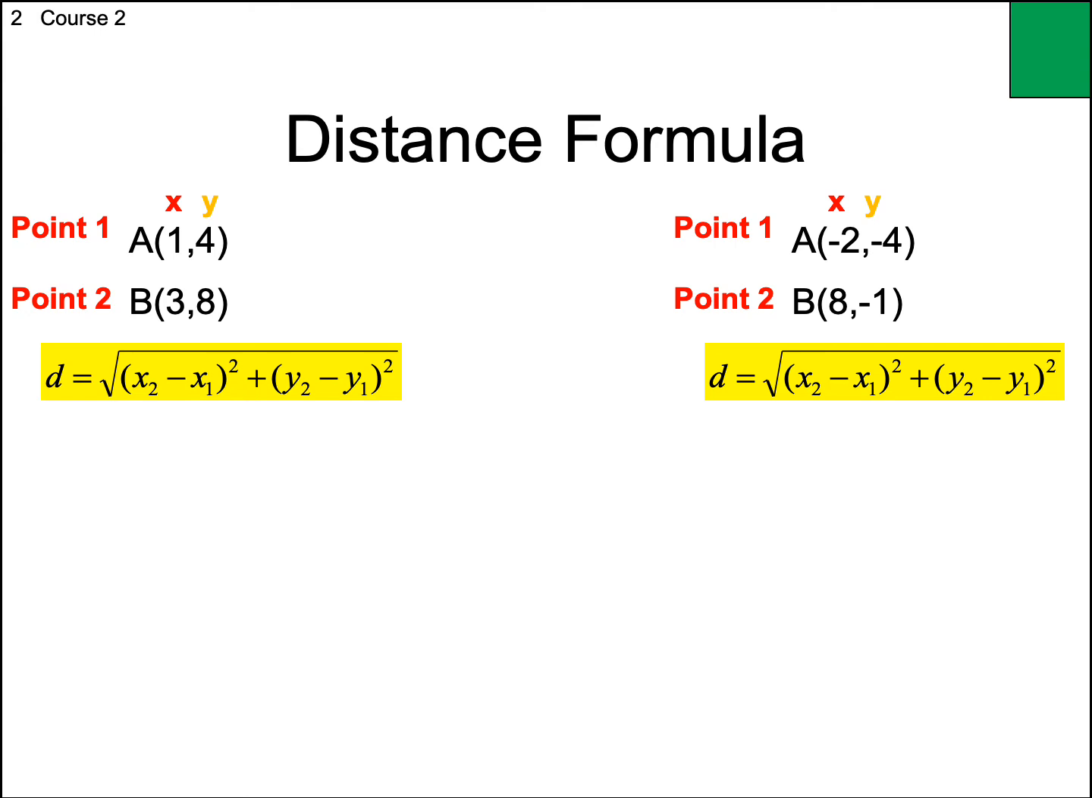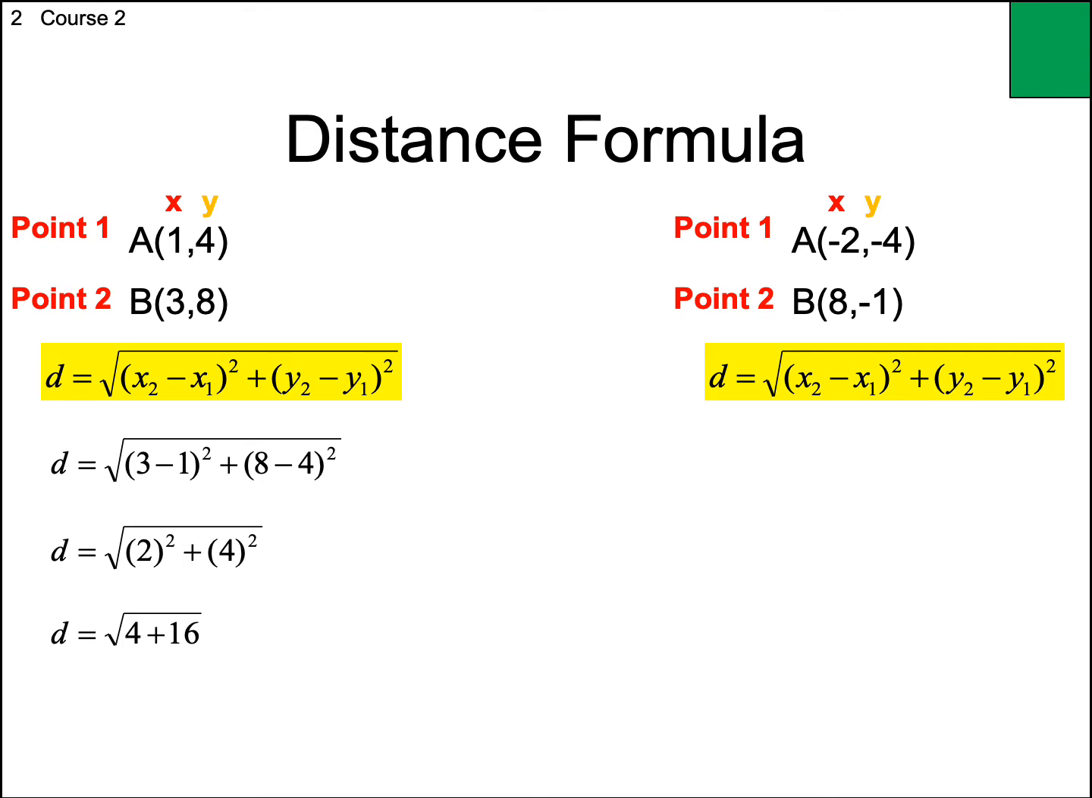How'd you do? All right, let's see. The first one, that would be 3 minus 1 squared plus 8 minus 4 squared. That would be a 2 and a 4. 2 squared is 4. 4 squared is 16. That would give me 20, and the square root of 20 is about 4.5.